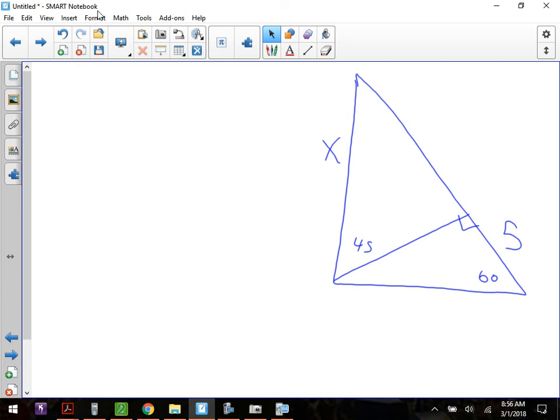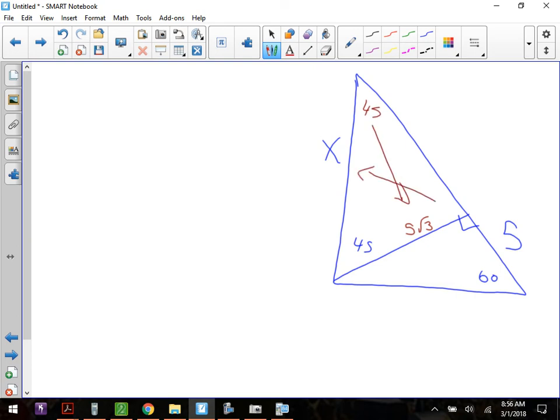So what's across from the 60? You have 5 root 3 right there. And from there, that's now across from a 45, which means across from the 90, all I have to do is multiply that by root 2, and you get 5 root 6.